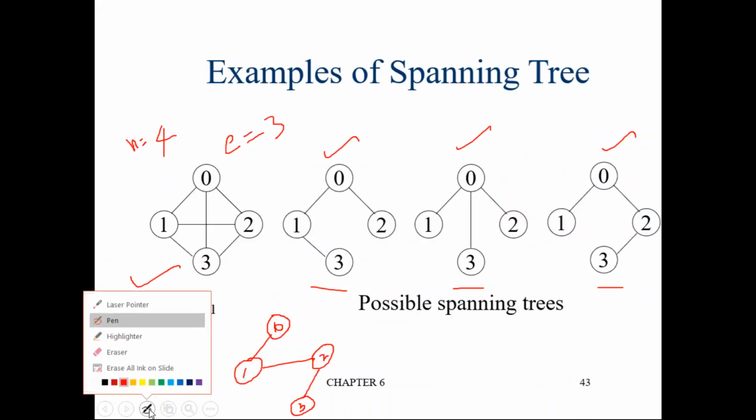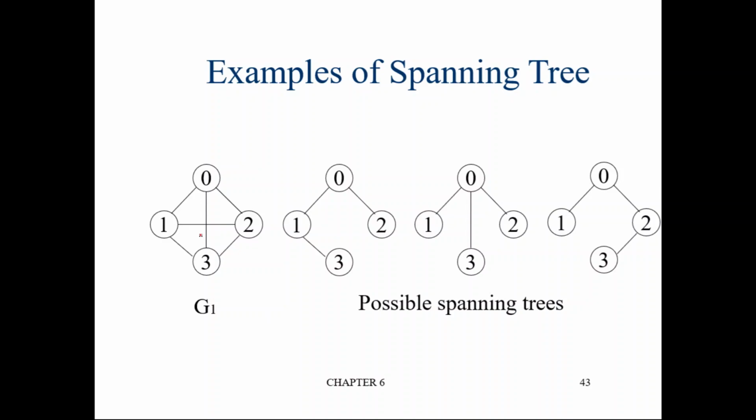Let us assume this graph. Let me add some weights here. 0 to 1 has weight 1. 0 to 2 is 2. 2 to 3 is 3. 3 to 1, or 1 to 3, is 1. 1 to 2 is again 2. 3 to 0 is 4. Now, here there are 3 trees. Let us see which is the minimal tree.